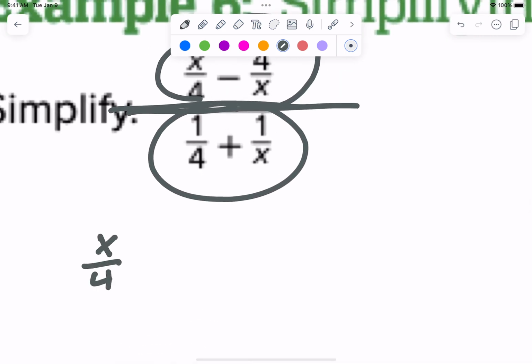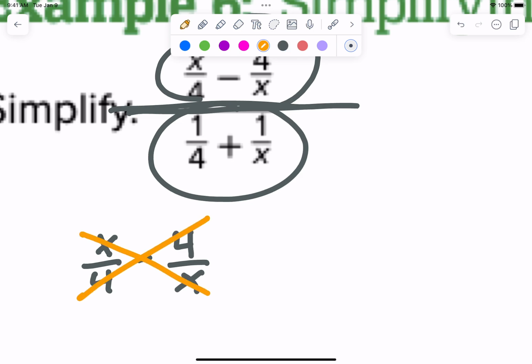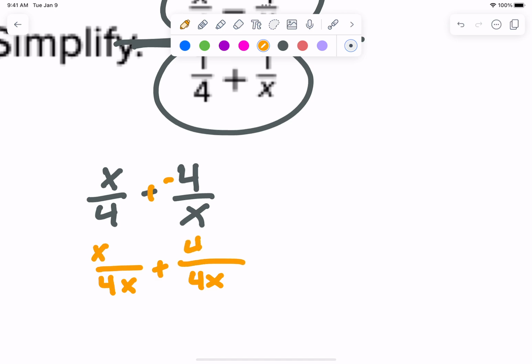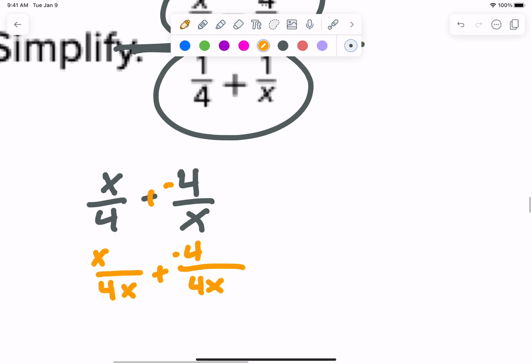Okay? So this top guy, let's deal with that top guy. X over 4 minus 4 over x. Now, can we just cancel these and cancel these? No, they would cancel out if this was multiplication, but right here we are subtracting, right? So here we have to find a common denominator. 4x is going to be my bottom, 4x is going to be my bottom. I'm going to do x and 4. You see what I did? Isn't it negative 4? Yes, you're right, because I slammed the negative up there.